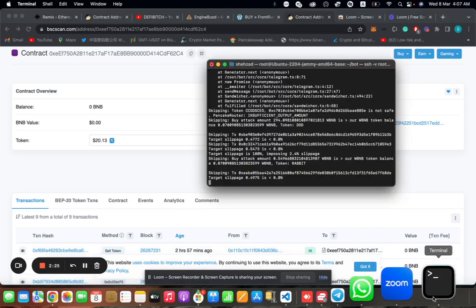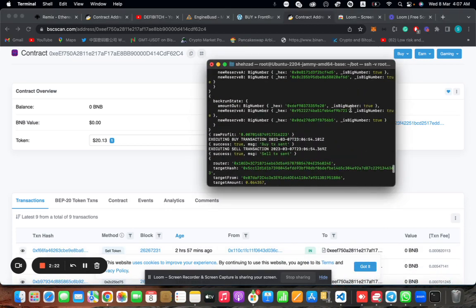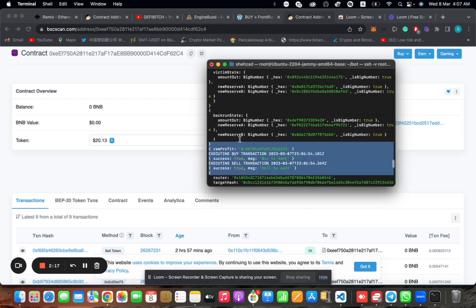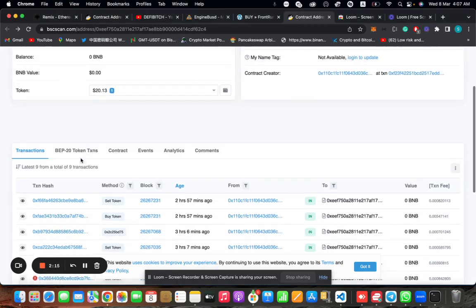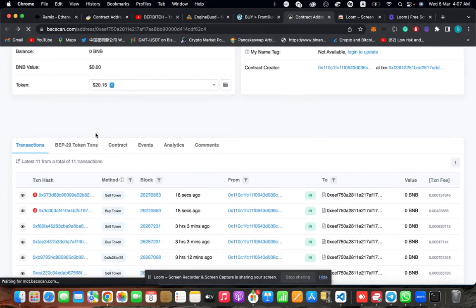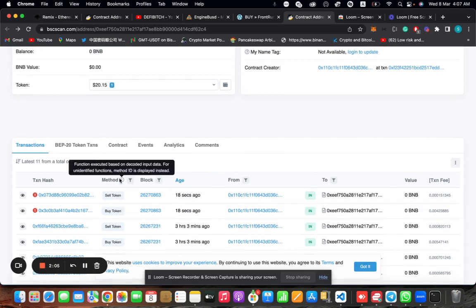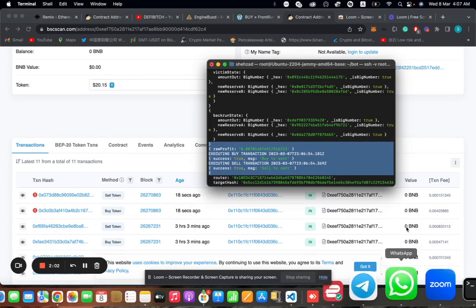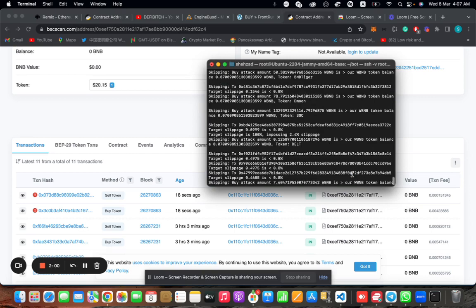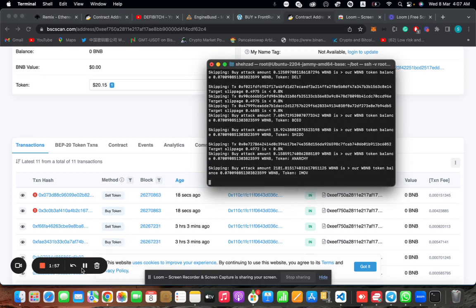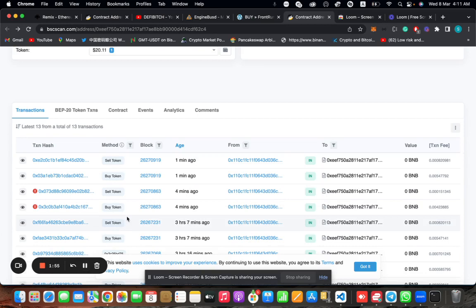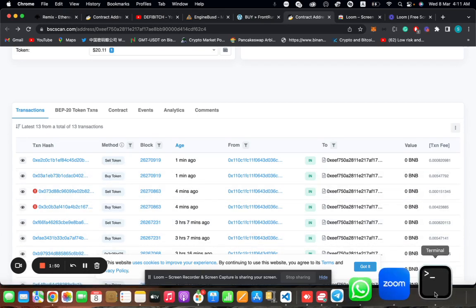Okay, the transaction has been made. You guys can see here, it's made, the buy transaction, the sell transaction. So let's see. We made a fair transaction because it was not good, but let's see. Okay guys, so we made a successful transaction here, you guys can see here.